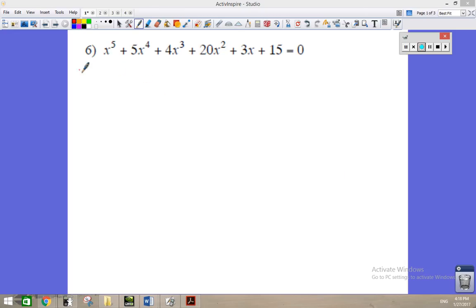So it's in standard form, 5, 4, 3, 2, 1, constant. Let's look at the factors of our constant term. I'm going to look at the factors of 15, and there's a plus or minus in front of each one of these numbers. 1, 3, 5, and 15 are the numbers that divide 15.